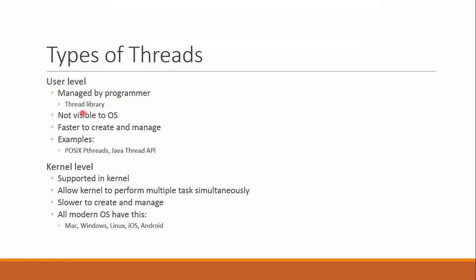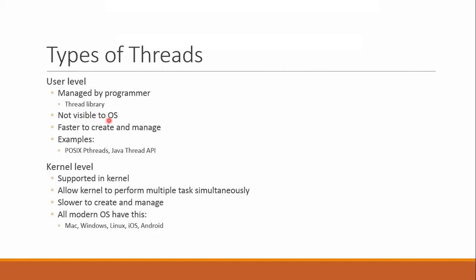User level threads are implemented by a thread library. This thread library contains the necessary functions to manage the threads. User can invoke these functions to perform various operations on a thread. User level threads are not visible to the operating system.